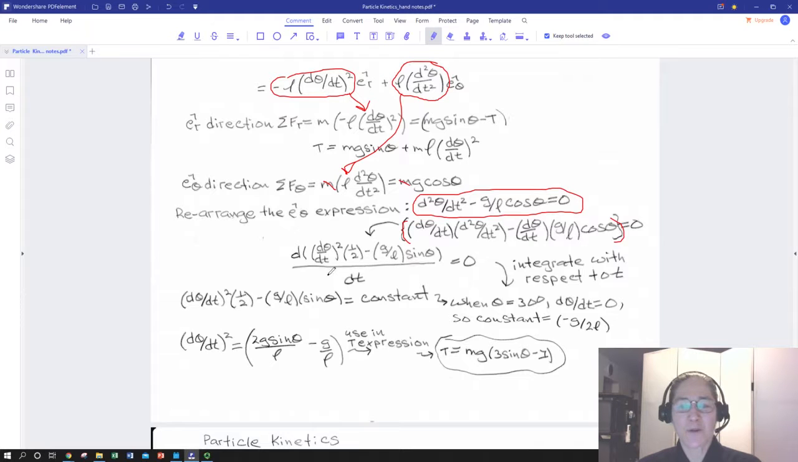So we integrate with respect to time, and of course just get what's in this parentheses here. So we end up with d theta dt squared times 1/2 minus gravity over the string length times sine theta equal some constant, because we had to integrate for a constant. Here's the velocity. We started at rest, didn't we? And we started at 30 degrees. So we actually can evaluate this constant using our initial conditions. So the constant is actually negative g over 2L.